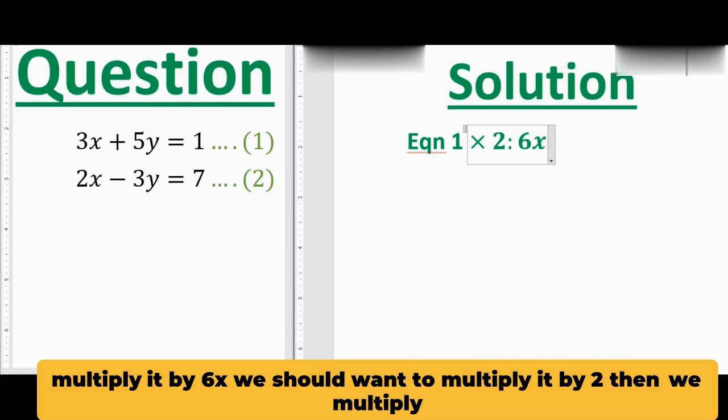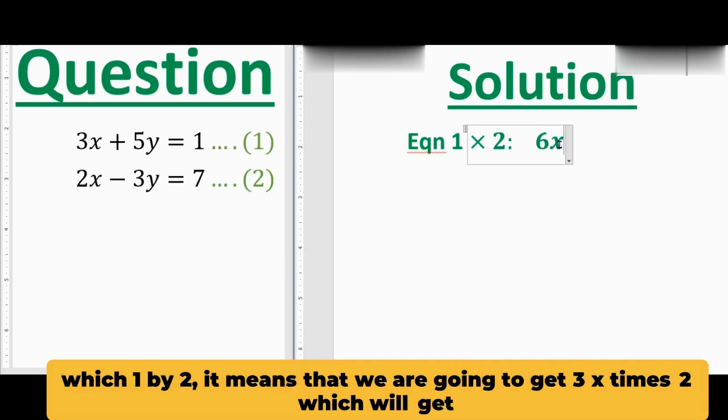Equation 1, we will multiply it by 2. Then when we multiply equation 1 by 2, it means that we are going to get 3x times 2, which will get 6x.